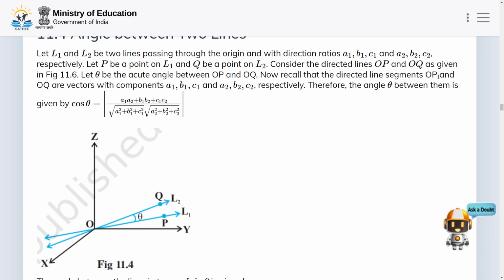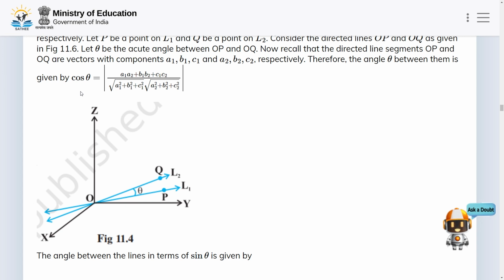Now recall the directed line segments OP and OQ are vectors with components A1, B1, C1 and A2, B2, C2 respectively. Therefore, the angle theta between them is given by cos theta, as you know, equal to the absolute value of A1A2 plus B1B2 plus C1C2, divided by root of A1 square plus B1 square plus C1 square, multiplied by root of A2 square plus B2 square plus C2 square. From here you can directly get your angle.